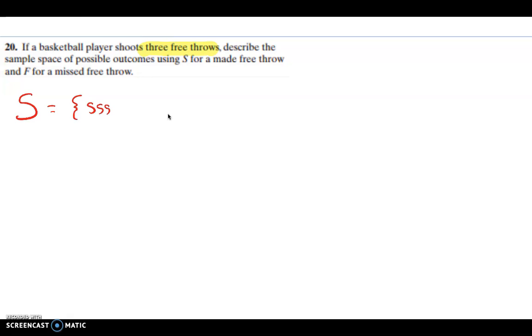3 successes. They make all 3, so that would be success, success, success. Or you could have 2 successes followed by a failure. You could have a success, a failure, then a success. You could have a failure, a success, and a success. You could have a success and 2 failures. You could have a failure, a success, and a failure. You could have 2 failures and a success. And then lastly, you could have 3 failures, meaning you missed all 3 free throws.